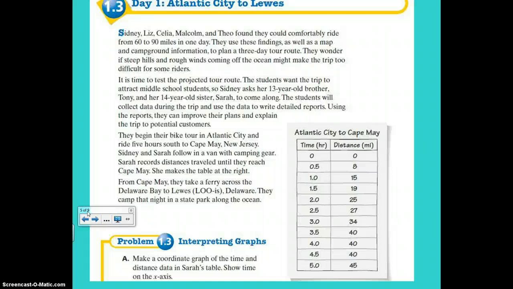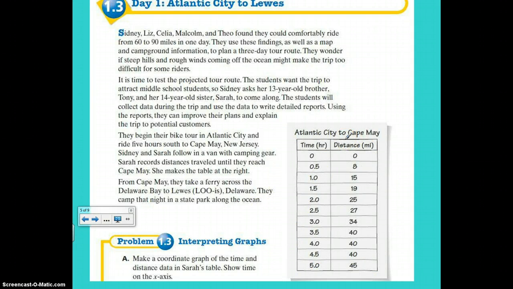They begin their bike tour in Atlantic City and ride 5 hours south to Cape May, New Jersey. Sydney and Sarah follow in a van with camping gear. Sarah records the distances traveled until they reach Cape May. She makes the table at the right. So this is Sarah's table.